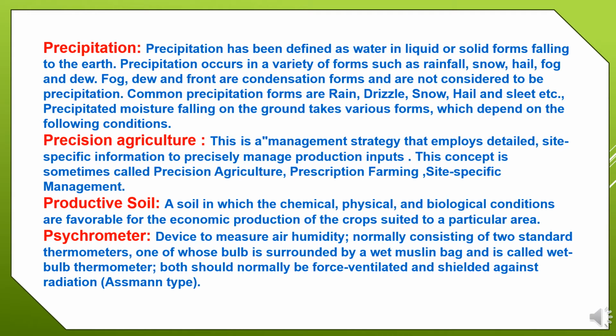Precision agriculture. This is a management strategy that employs detailed site-specific information to precisely manage production inputs. This concept is sometimes called precision agriculture, prescription farming, site-specific management. Productive soil. A soil in which the chemical, physical and biological conditions are favorable for the economic production of the crops suited to a particular area.